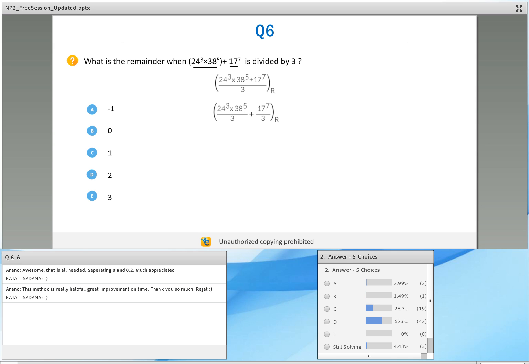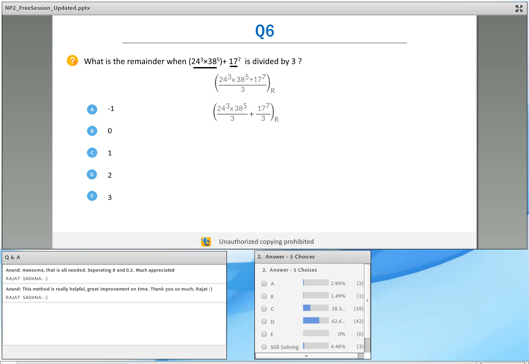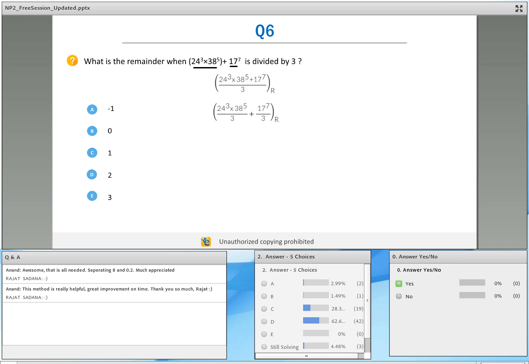Okay, how many of you did this? How many of you actually did this simplification? Let me clear this up. How many of you did this simplification? All right, I am so glad to see so many of you doing this simplification.